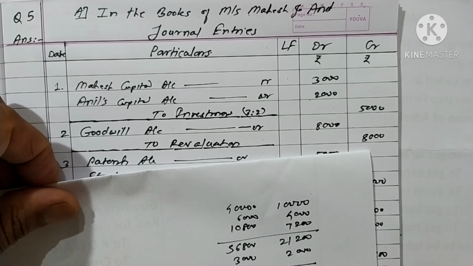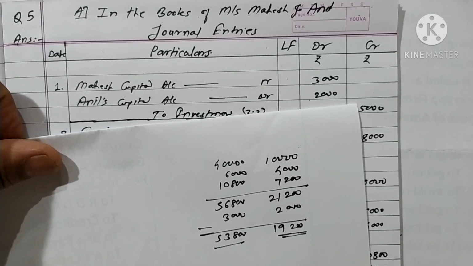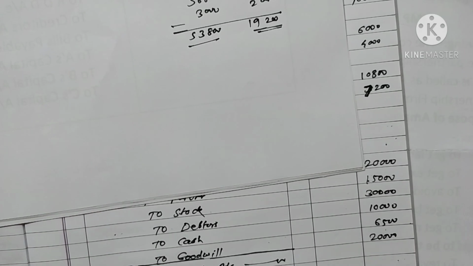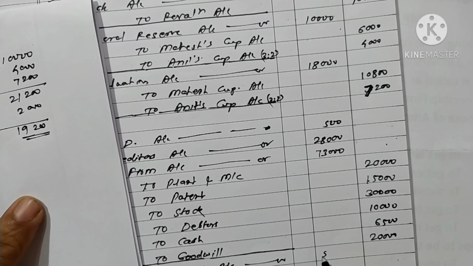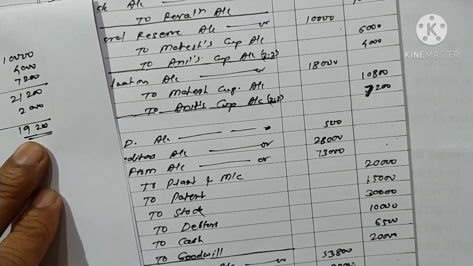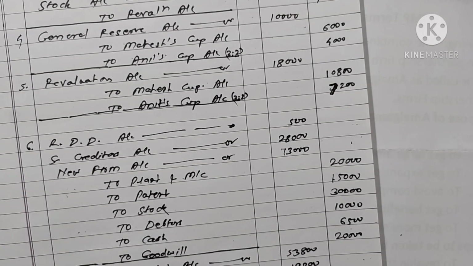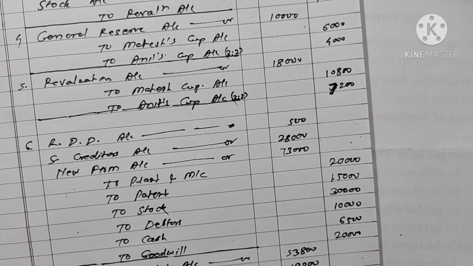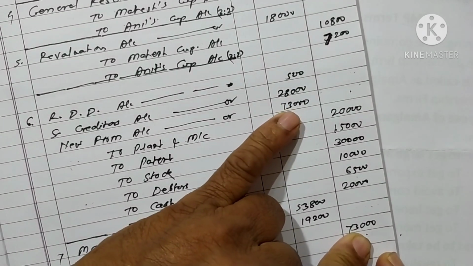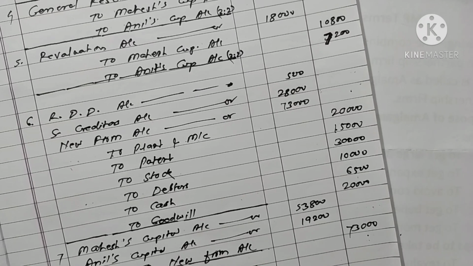Here 19,200. This is the capital which is transferred to the new firm. Now Mahesh capital 53,800, and Anil capital 19,200. Total of this one is 73,000, and this amount is equal to this figure. This is the tally. The account entries are correct.